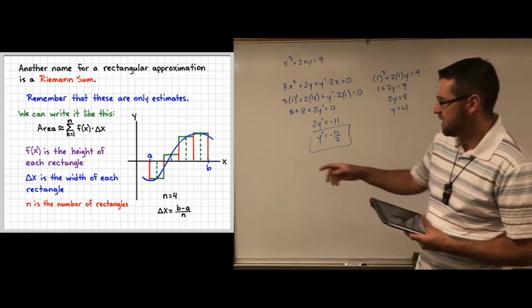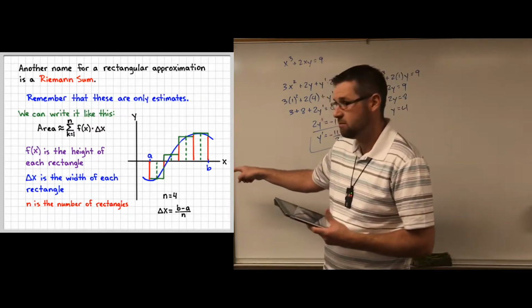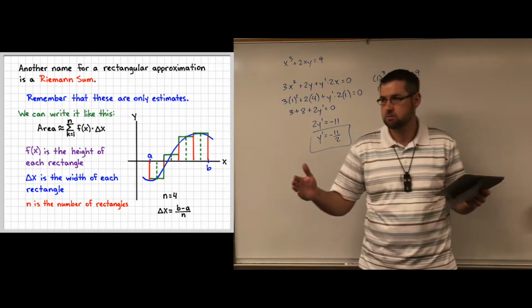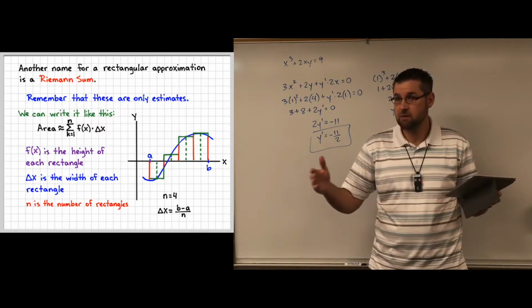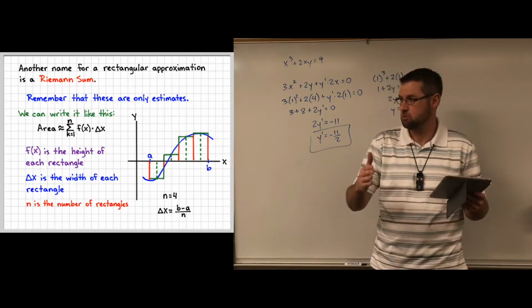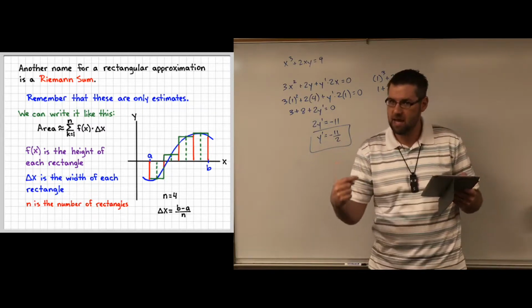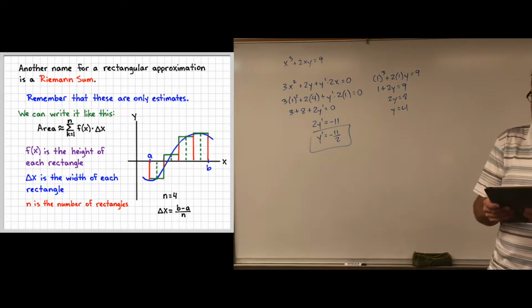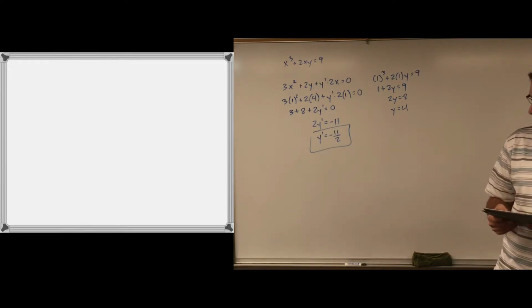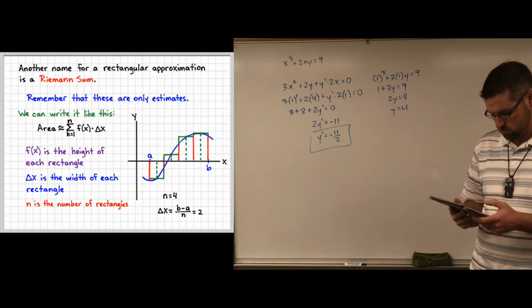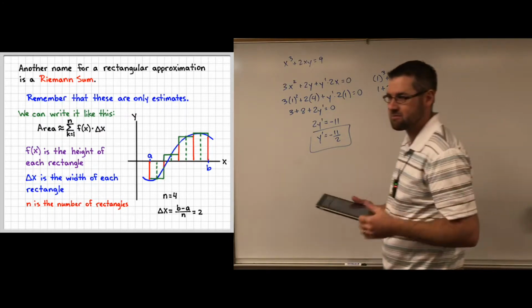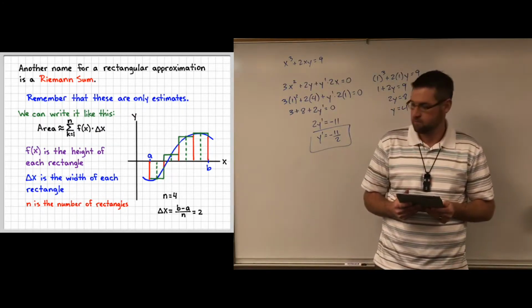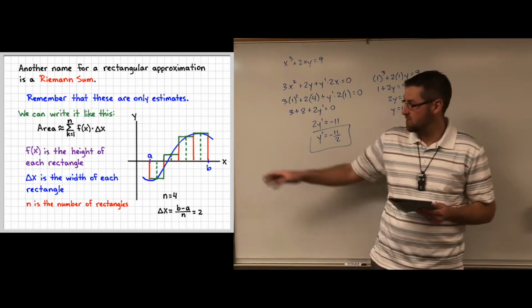In this case, B is 10, right? And A is 2, so what's the whole interval? 8, because you say 10 minus 2. B minus A is 8. And then divide it by n, which is the number of rectangles you get. You get 2. Are you guys okay with that? Based on the picture.